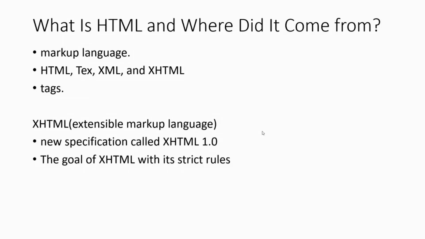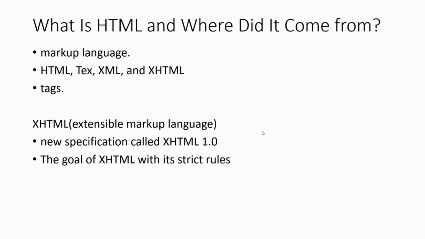XHTML is extensible hypertext markup language, that is, with the extension 1.0. There is a difference between these markup languages, and we need to understand the differences between them. To include web content in a web page, we use these markup languages, and there are a number of them.